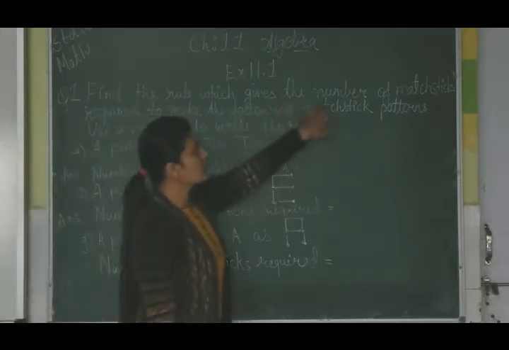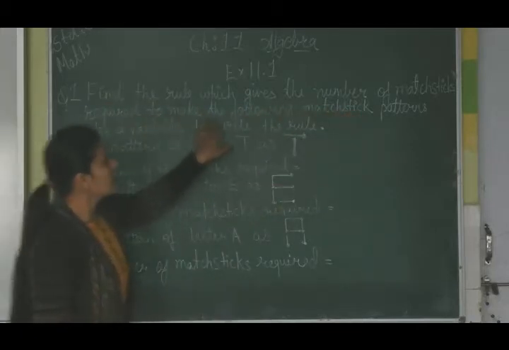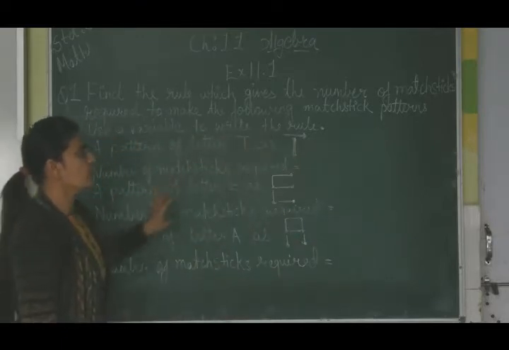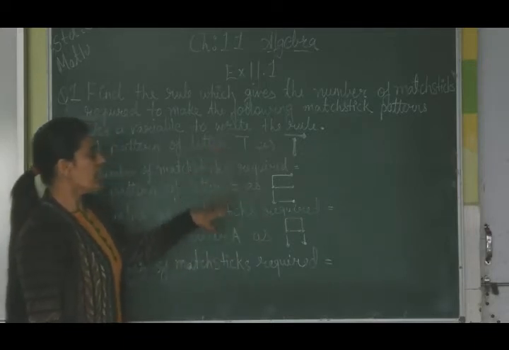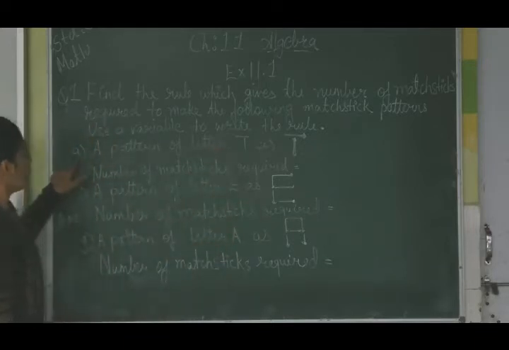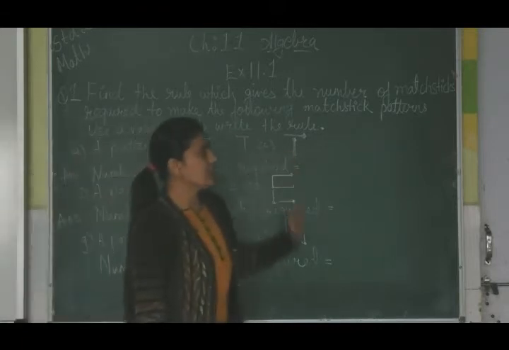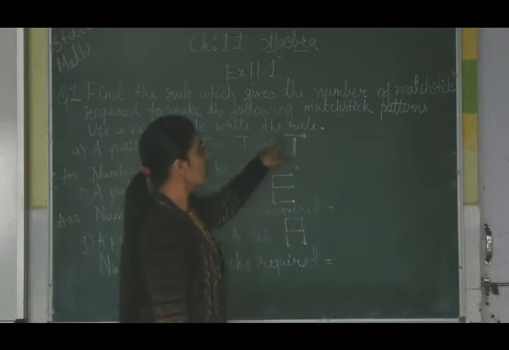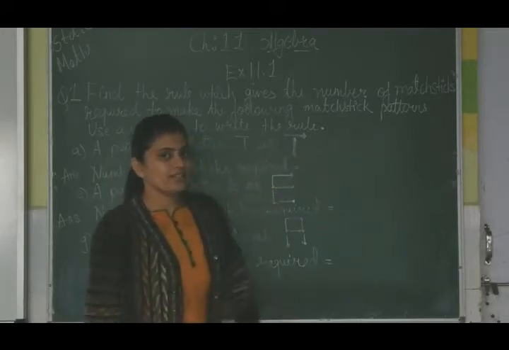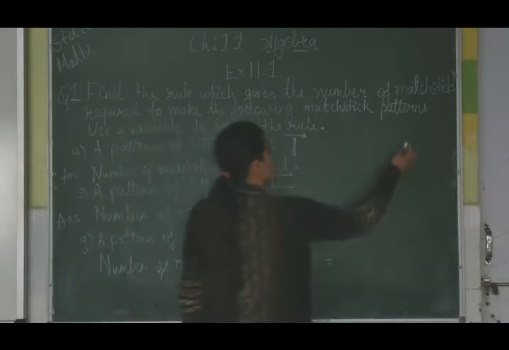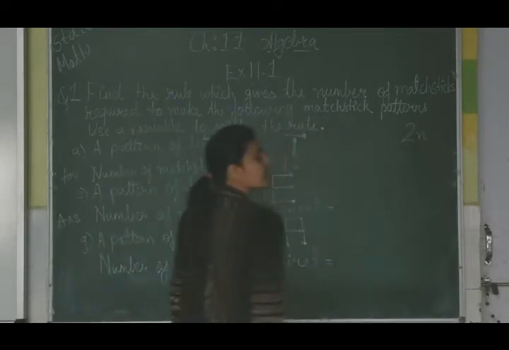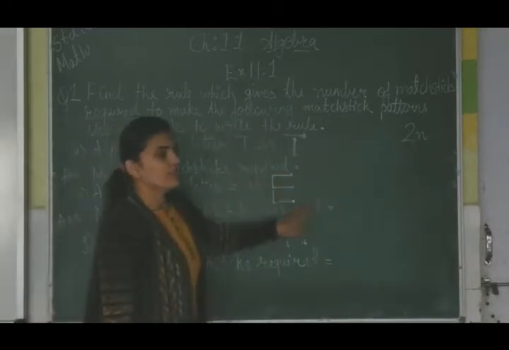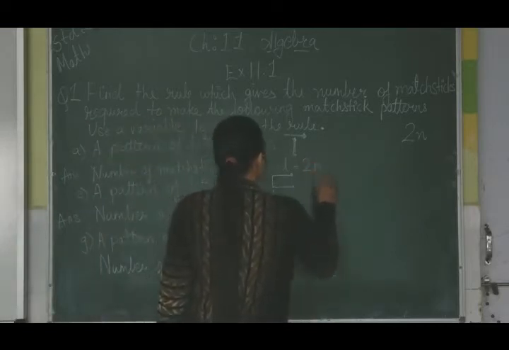Find the rule which gives the number of matchsticks required to make the following matchstick patterns. Use a variable to write the rule. Now here you have to write down the rule. Now the pattern of letter T. For making a pattern of T, how many matchsticks are required? You can see 1 and 2, so 2 matchsticks are required. So what will our rule be? Our rule will be 2 multiplied by n. N is a variable. So the number of matchsticks required will be equal to 2n.